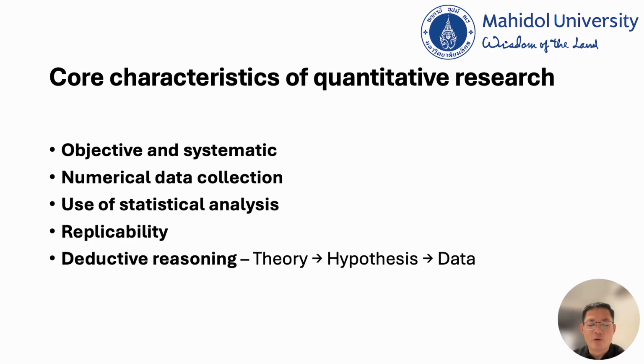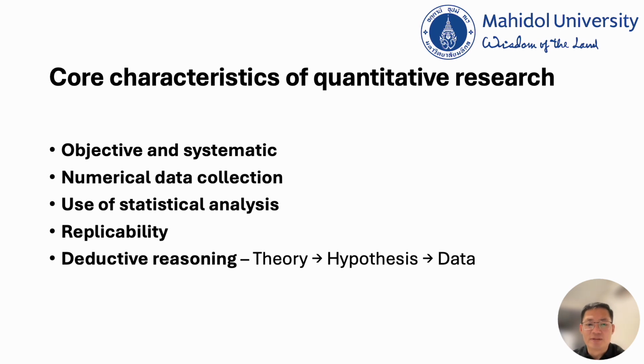Let's now look at the five core characteristics of quantitative research. Objective and systematic. The process is designed to minimize personal bias and ensure consistency. Numerical data collection. Data is collected in the form of numbers, which allows for statistical analysis. Use of statistical analysis. Researchers apply statistical techniques to interpret the data, look for patterns, or test significance.